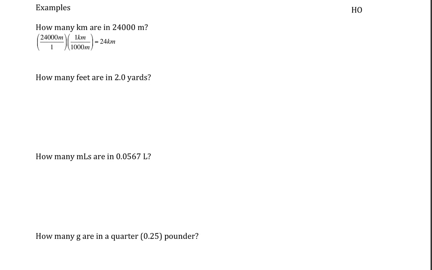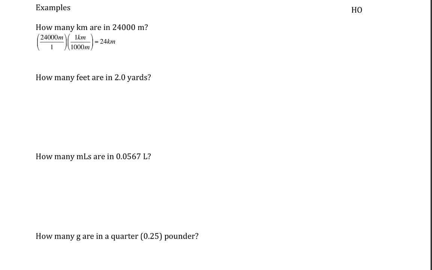Okay, next we have some examples for us to work with dimensional analysis. So our problem is how many kilometers are in 24,000 meters. So what we do is we start with our initial given quantity, 24,000 meters. I put it over 1 just to emphasize that it's in the numerator. You can skip that over 1 part if you would like to. The conversion that we need is the conversion between meters and kilometers, and it is 1,000 meters are 1 kilometer.